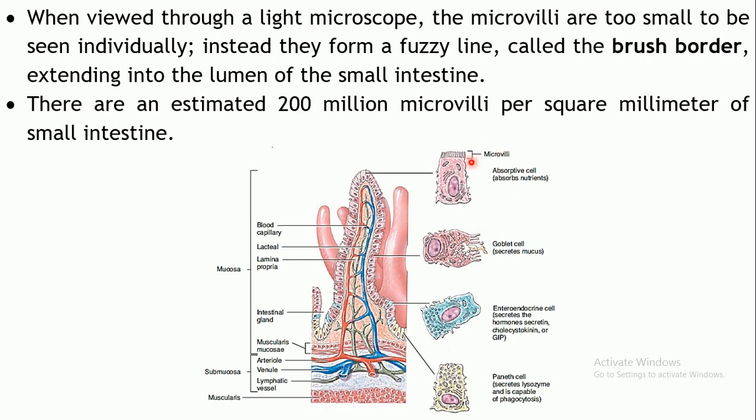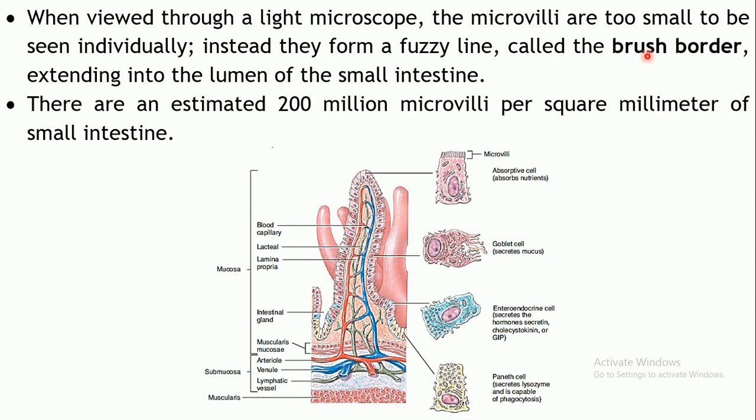Usually these microvilli are too small to be seen under a light microscope. If you observe through a light microscope, these microvilli appear like a fuzzy line. Instead of individual projections, you will be able to see them in the form of a fuzzy line. And this is called a brush border. Now, why is it called a brush border?